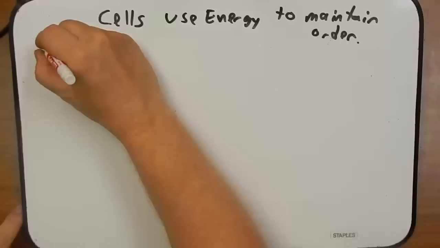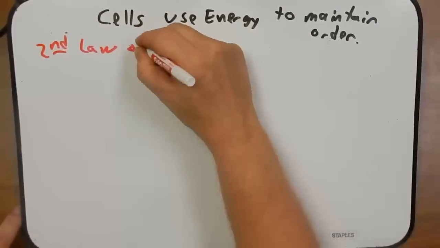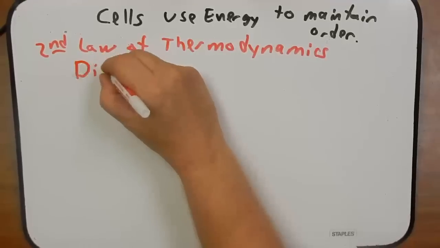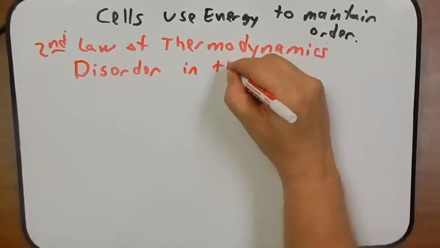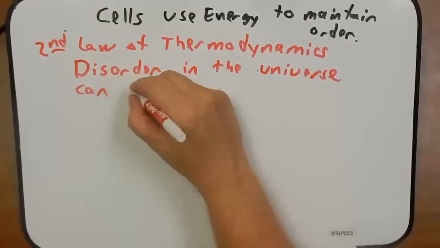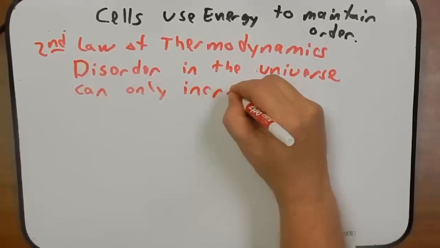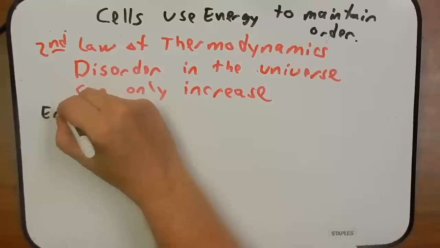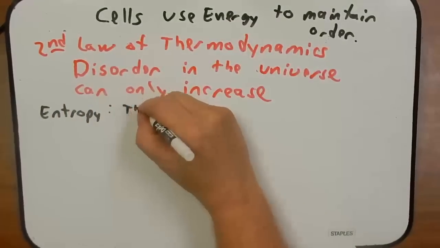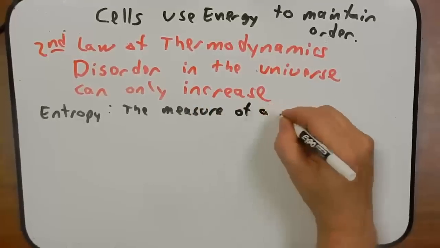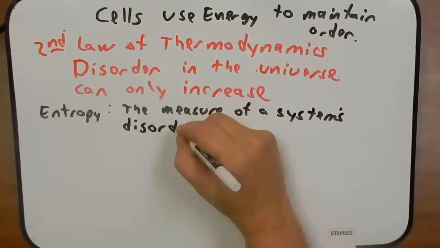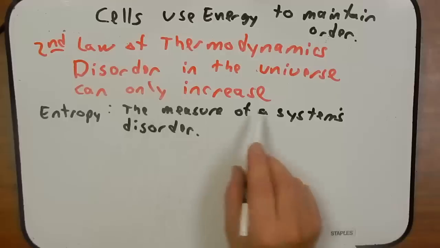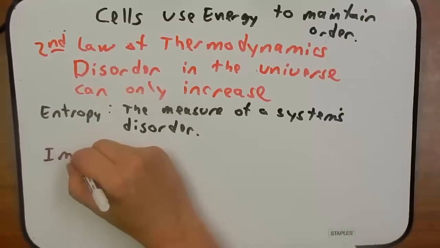Okay, let's go ahead now and talk about the second law of thermodynamics. This law states that disorder in the universe can only increase. In talking about the second law of thermodynamics, I think it's important to mention entropy. And entropy is the measure of a system's disorder. So another way we could state the second law of thermodynamics is to say that entropy in the universe can only increase.